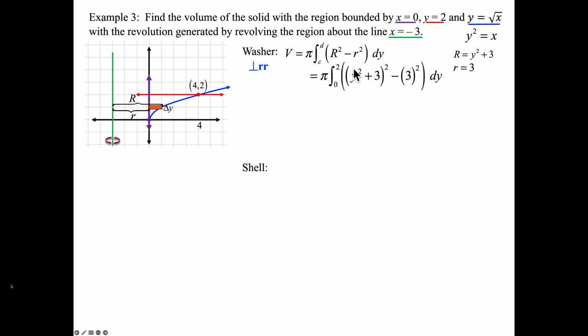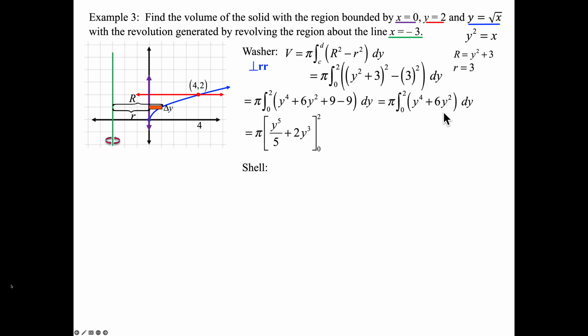So we'll square this. That's going to be y to the 4th plus 6y squared plus 9. With this minus 9, even better, we're canceling out terms. So I only have to integrate 2 terms. So we'll have y to the 5th over 5 plus 6y cubed over 3, which we can reduce to 2y cubed. Again, substituting in the 0 for the lower bound zeroes everything out, so we just got to plug in the 2. 2 to the 5th over 5 plus 2 times 2 to the 3rd.